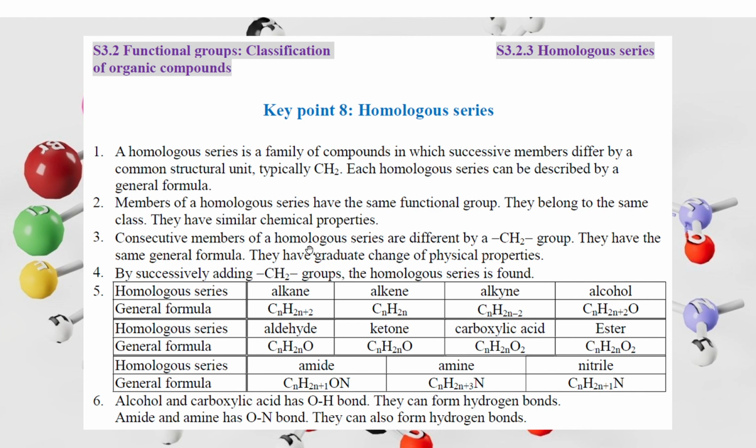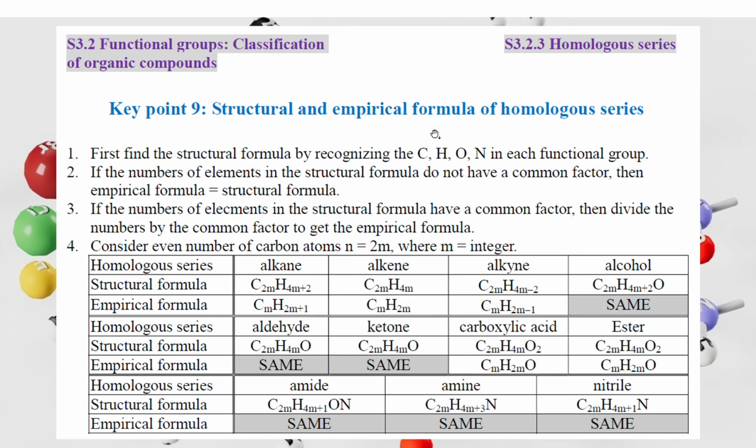Very similar formula, just adding CH2 continuously. And then structural and empirical formula. Remember, the structural formula is the real formula. The empirical formula is just dividing by the common factor. First, recognize the structural formula, and then think about whether there is any common factor. If there is no common factor, then empirical and structural are the same. If it has a common factor, we take it out and it becomes the empirical formula. For example, alkane is C2mH4m+2, common factor of 2. Take it out, and it becomes the empirical formula CmH2m+1.